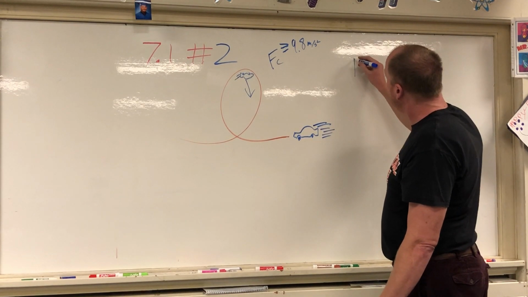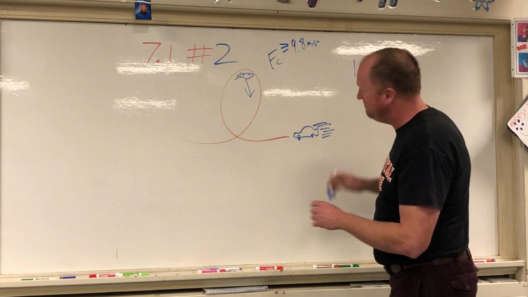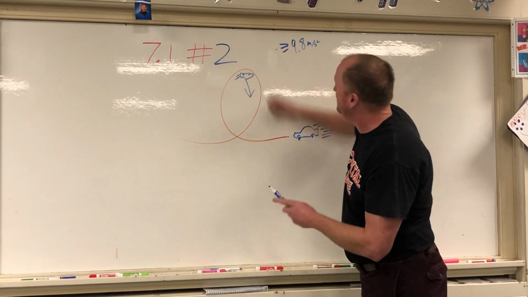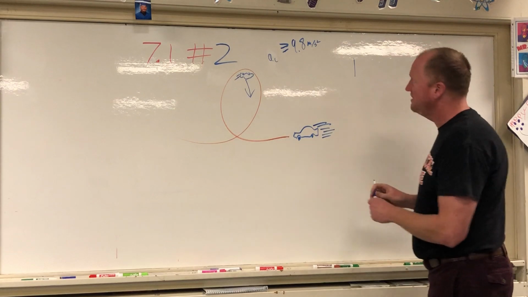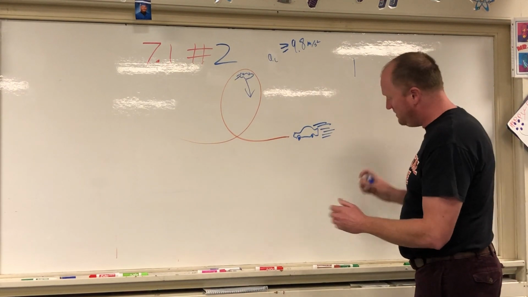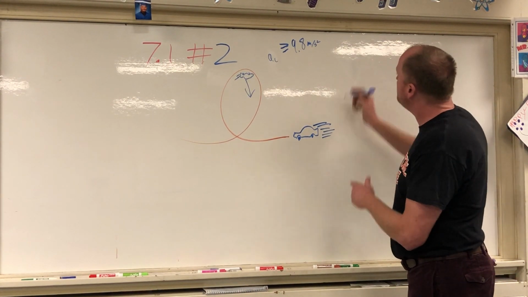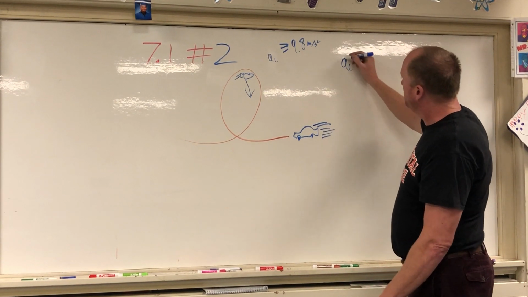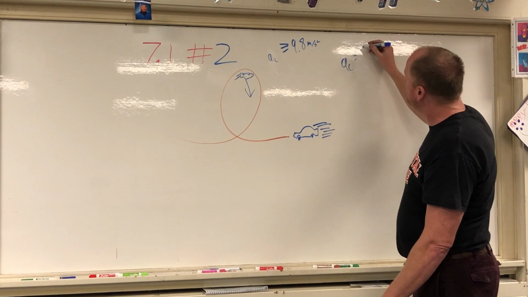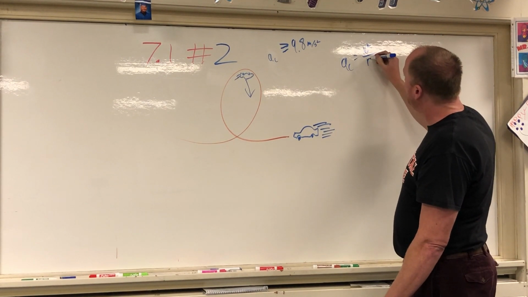So at the, minor mistake, not Fc. Centripetal acceleration needs to be 9.8 or greater. Okay, so our formula for centripetal acceleration is this. AC, acceleration centripetal, is equal to your tangential velocity squared over the radius.